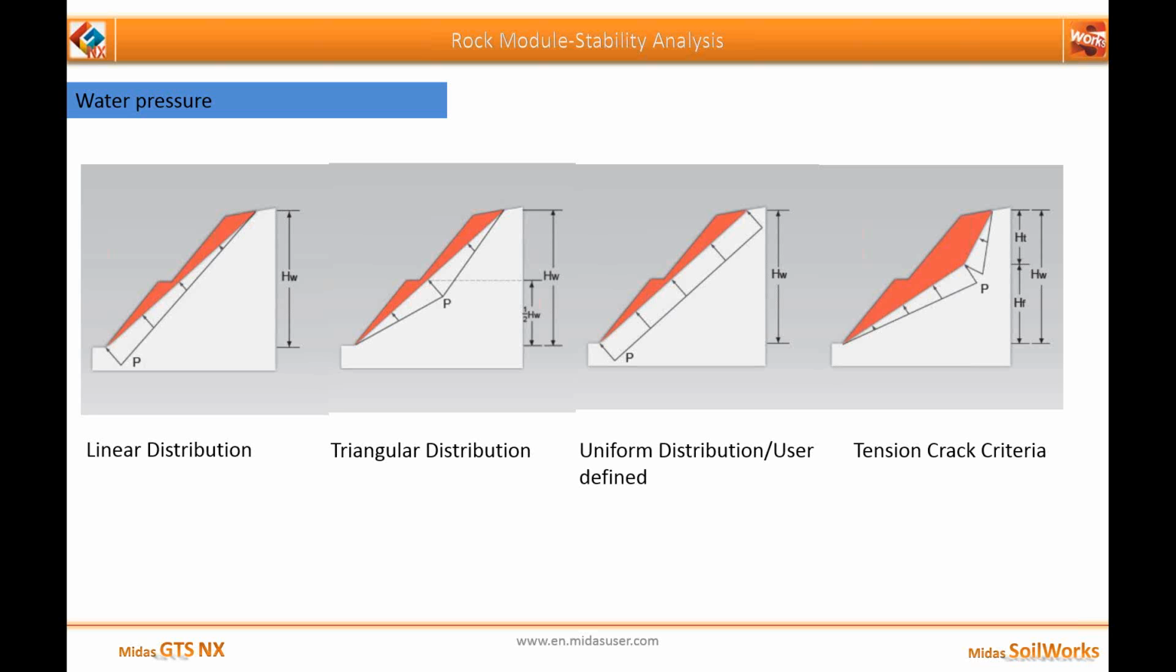So you can consider the water pressure. Whenever water pressure is there between a plane, there are different options like linear distribution, triangular distribution, uniform distribution, or tension crack criteria, all depending on what kind of opening is there. For example, if the water enters and is allowed to come out from the exit, there will be a different kind of variation. Similarly, if the water enters and is not allowed to come out of the plane, then there will be a different kind of variation. So this kind of variation could also be considered.